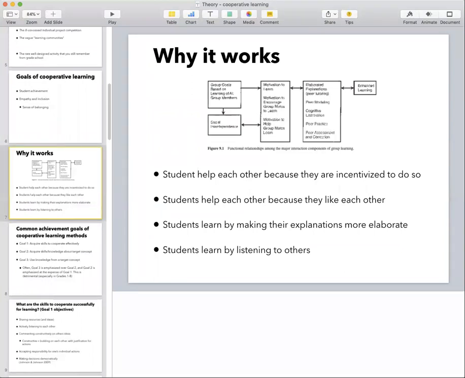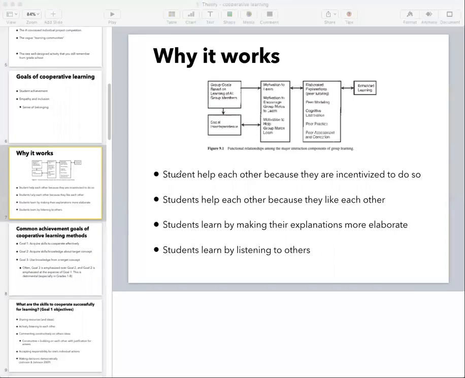There are four theories as to why cooperative learning helps improve student achievement. Two of these have to do with motivation. Students are more motivated to learn if you design cooperative learning effectively. Two of these are cognitive. Students think better in some sense, more effectively, if you are designing cooperative learning.